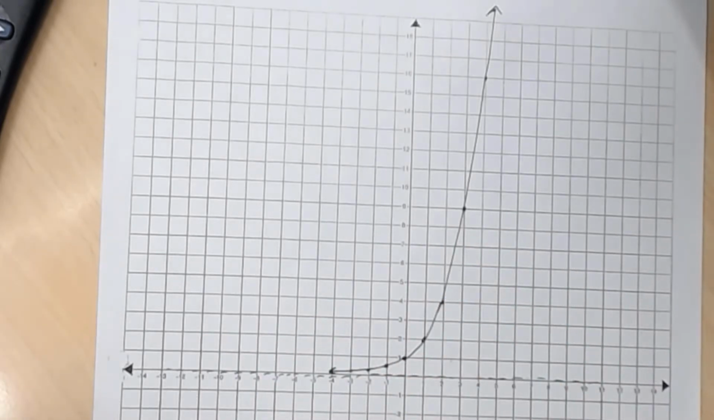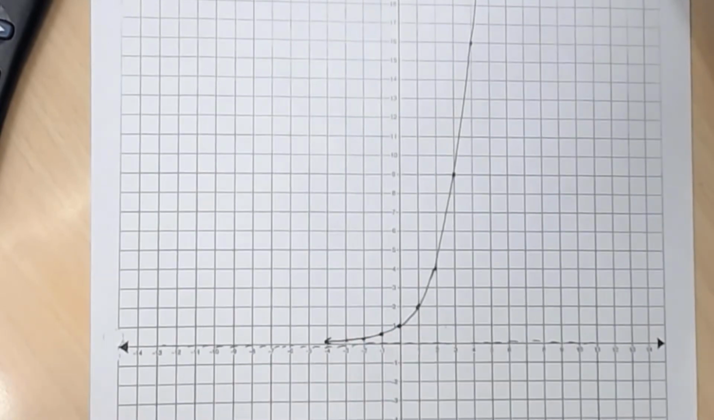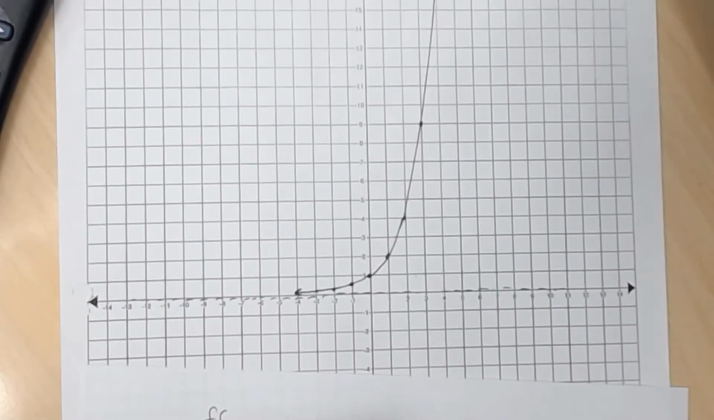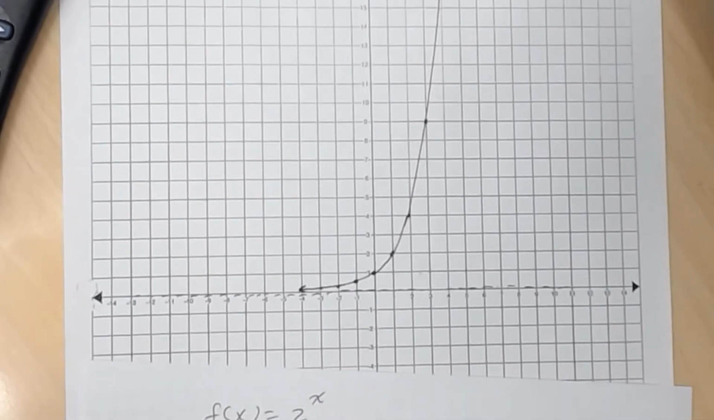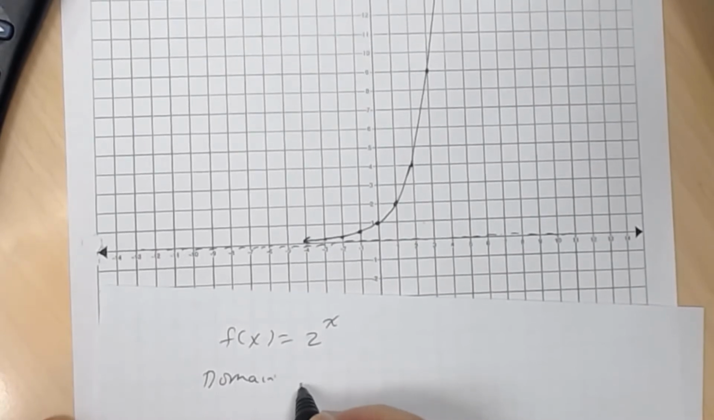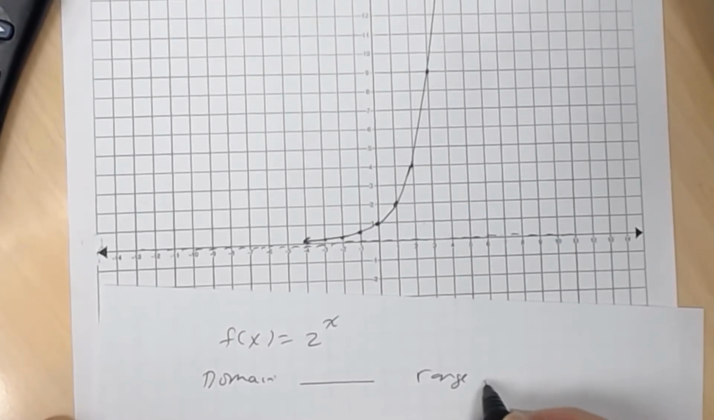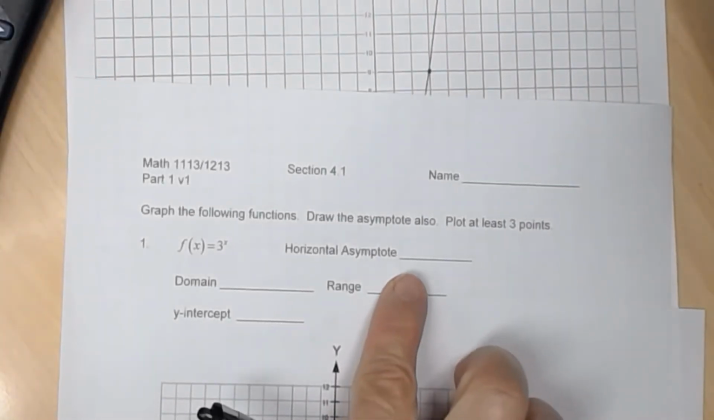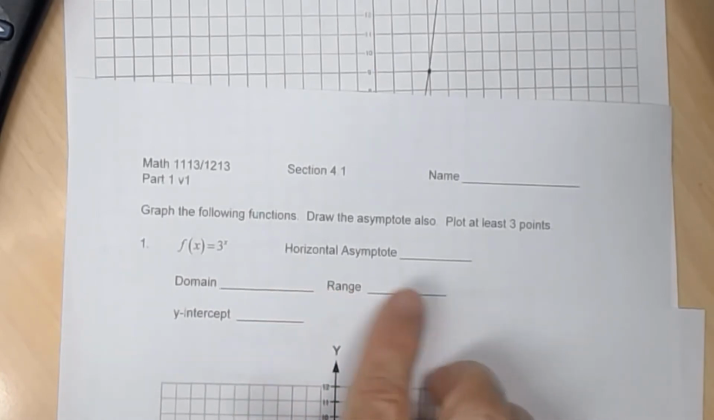Okay, so let's talk about domain and range. For this same one, looking at the graph, we're still talking about f of x equals 2 to the x. Let's talk about domain and range. Those are the questions you're going to be asked. So when you look at your worksheets, you're going to be asked to find the horizontal asymptote, the domain, the range, and the y-intercept. Okay?